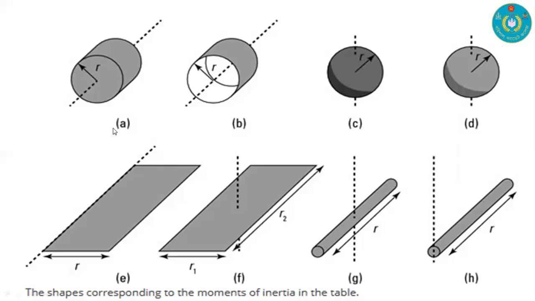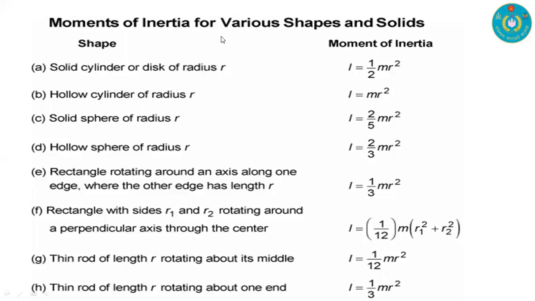For A to H, we have all these equations in our next slide. That is the moment of inertia of various shapes of solids. Here, the shape of the object is written, and we have the equation for moment of inertia. Number A, if the object is a solid cylinder or disk of radius r, then we can derive the equation I is equal to 1 by 2 of mr square, and likewise we can derive all the other equations for different shapes.